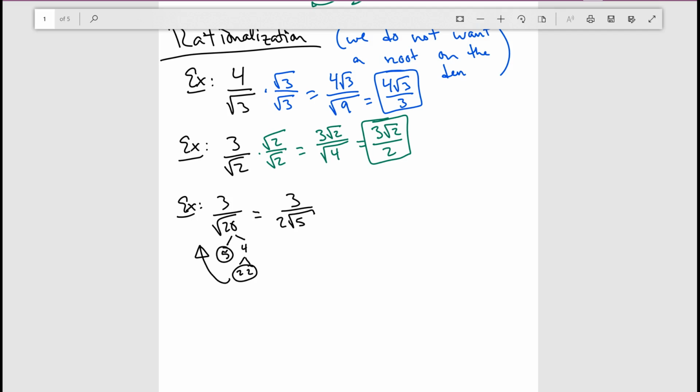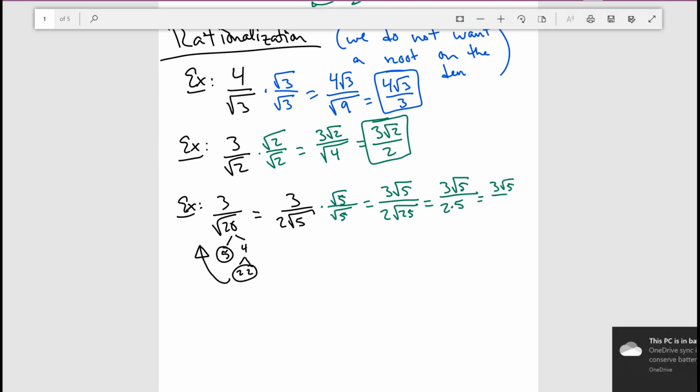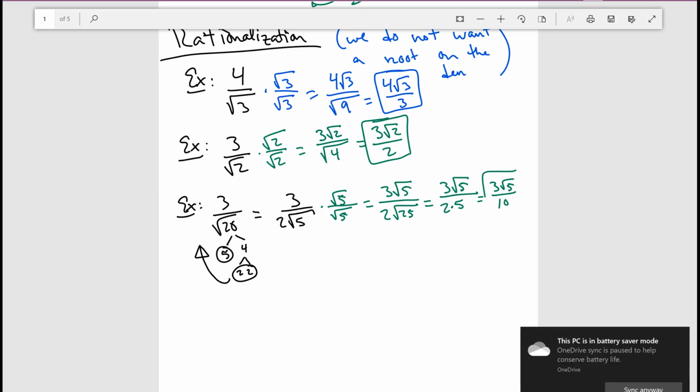So we reduced it a little bit more so that we don't have to multiply by square root of 20 and then do more work than we need to. Okay, so let's multiply both top and bottom by the square root of 5. So I'm going to be left with 3 square root of 5 divided by 2 square root of 5 times square root of 5, which gives me 25. So this is going to give me 3 square root of 5 over 2 times 5. And then 2 times 5 is going to give me 10. So that's going to be my answer.